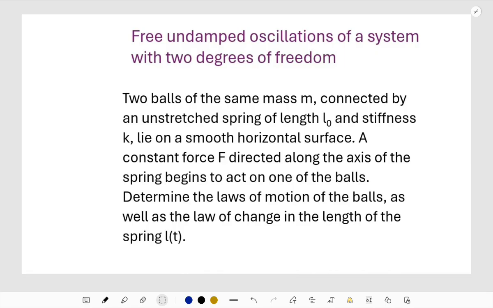And we have a statement of the problem: two balls of the same mass m connected by an unstretched spring of length L naught and a stiffness, that is a spring constant K, lie on a smooth horizontal surface. A constant force F directed along the axis of the spring begins to act on one of the balls. Determine the laws of motion of the balls as well as the law of change in the length of the spring.